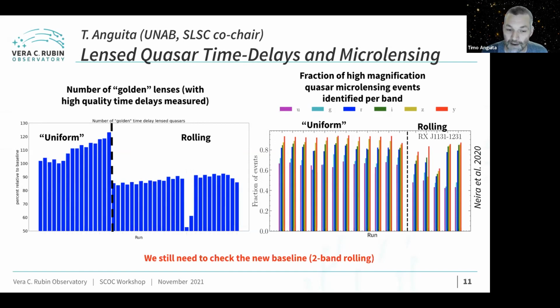If we go to bluer bands, we're looking at a smaller region of the accretion disk, so the events are shorter and harder to find. And that's what you can see in this weird color plot. But the main idea to take from this plot is that, again, a rolling cadence is going to lose more events than a uniform cadence. So I am a bit, not too much, but a bit worried that the new baseline will have rolling, and we still need to test these two things with the new baseline. That's it.